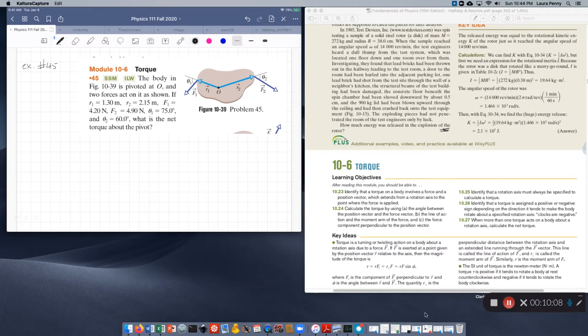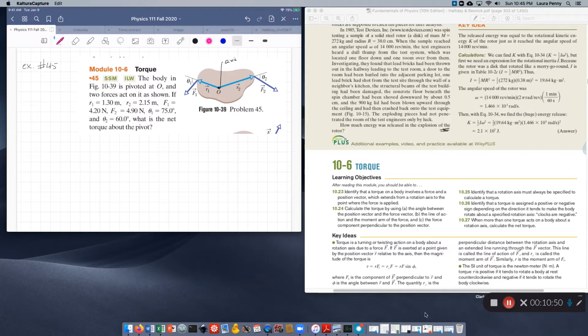We'll do an example here. So this is number 45. It says that the body in this picture is pivoting at this point. So this is my axis, at point O. And the two forces are acting on it, F1 and F2. I'm looking at these. They tell me how far away they're acting, and then they tell me the actual amounts of the forces and some angles there. And it wants to know what's the net torque around the pivot.